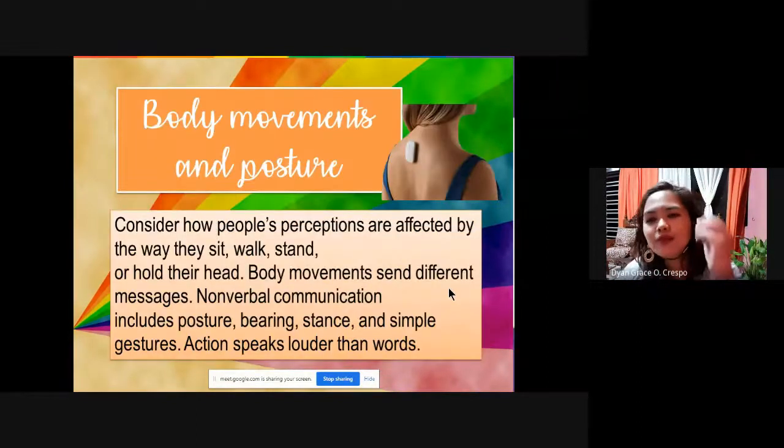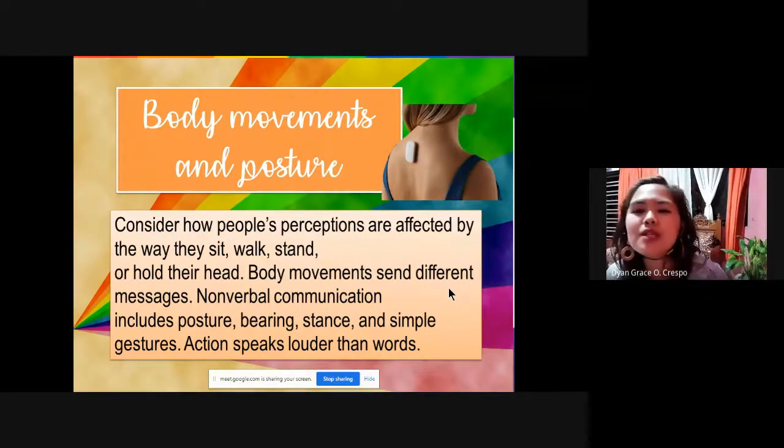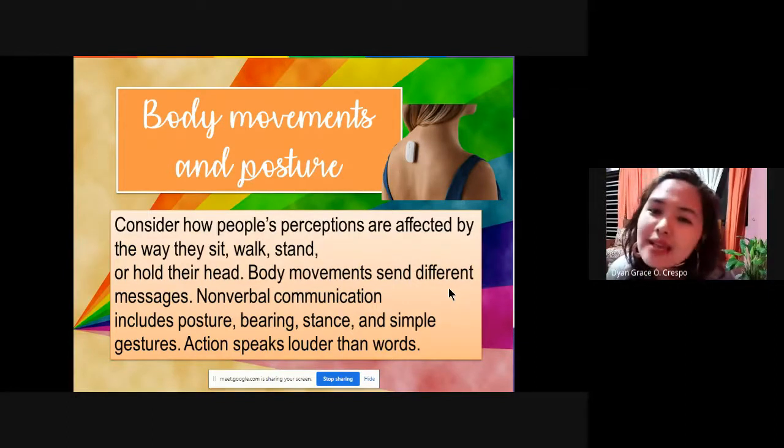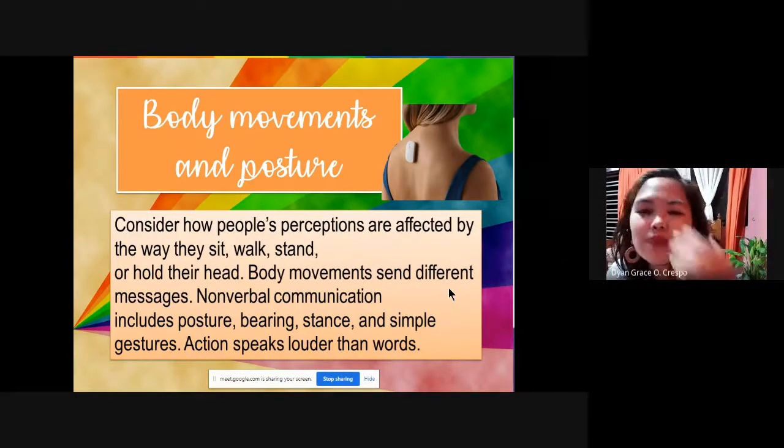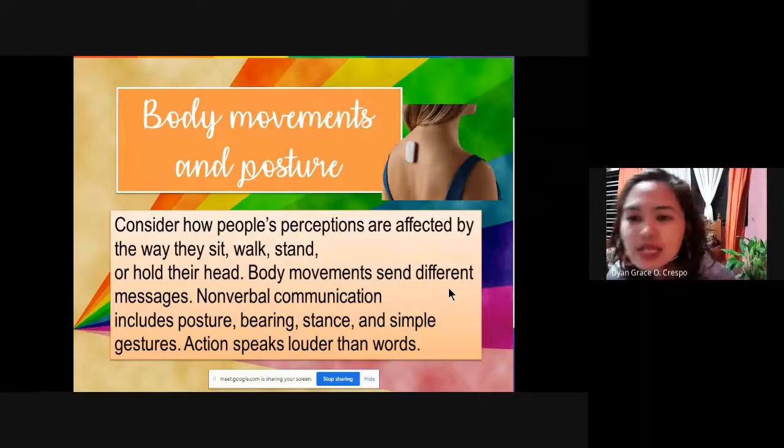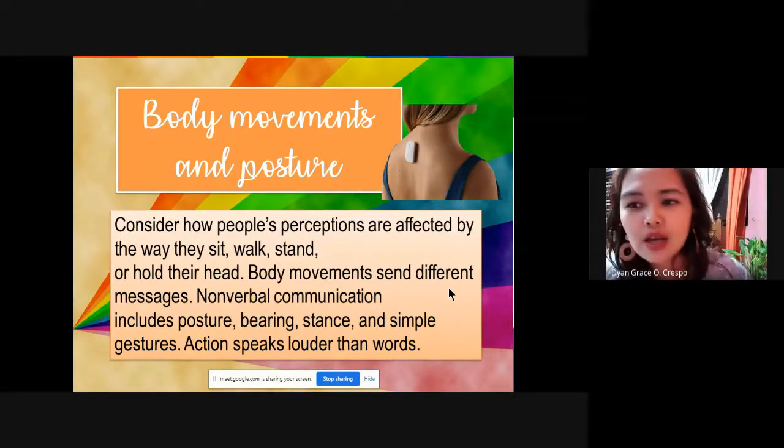Okay. Body movements. Ito kanina, you also said. So consider how people's perceptions are affected by the way they sit, they walk, they stand, and hold their head. So body movements send different messages. So since all of you are pre-service teachers, it's very important to have a good posture.